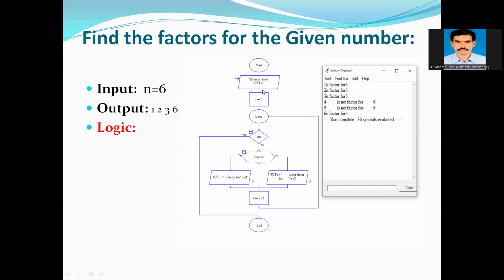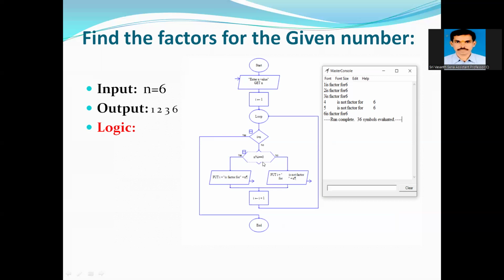For that purpose, I am reading my n value; here I am passing 6. Initially, I is a variable initialized to 1, then the loop begins to execute. Is 1 greater than 6? This condition is false. Then I am selecting whether 1 is a factor of 6 or not.